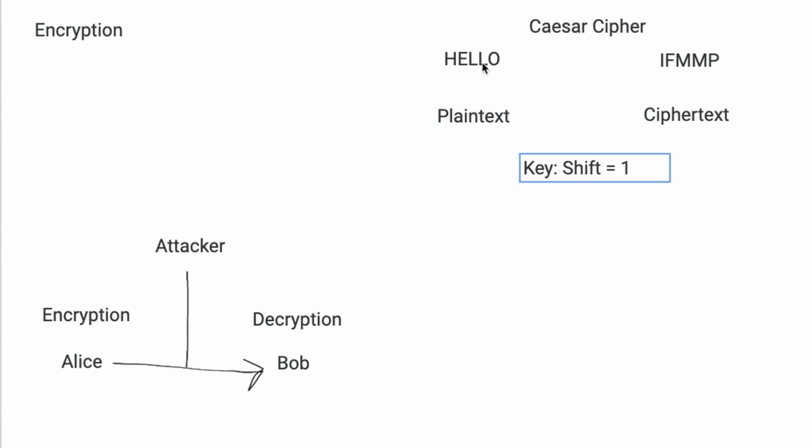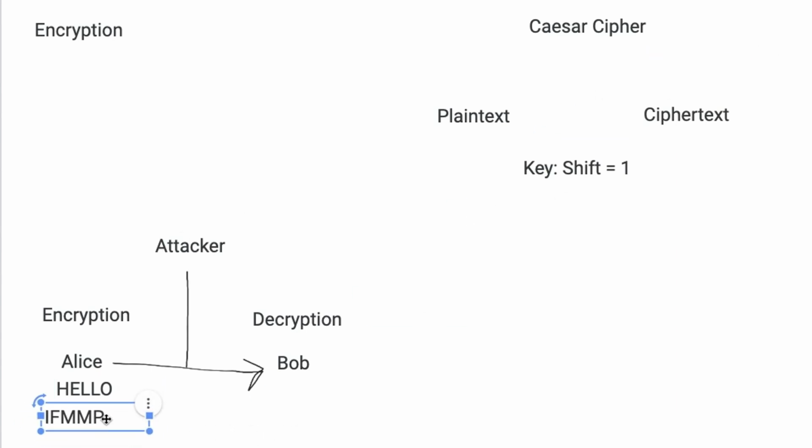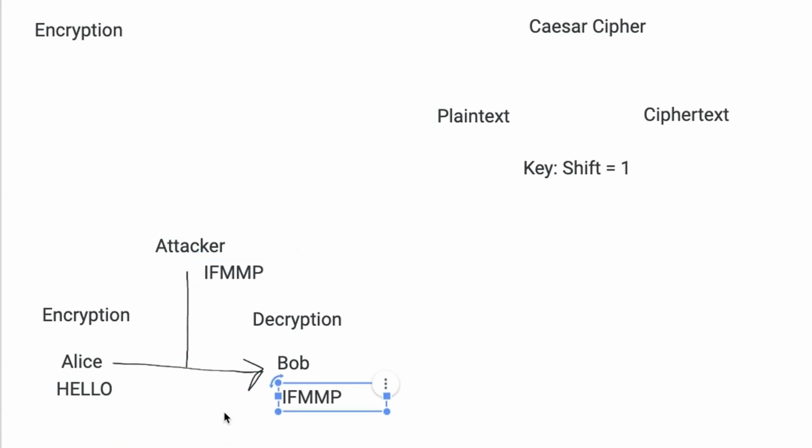So what if Alice wanted to send a message to Bob? Alice wants to send the message hello to Bob. And she also wants to hide the message in a way that, if the attacker reads the message, they can't make any sense out of it. So she encrypts the message into this mumbo jumbo. And this goes to both the attacker, since the attacker is listening, and to Bob.